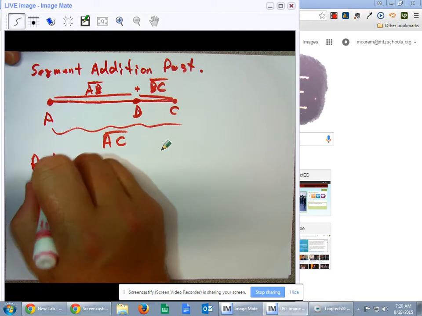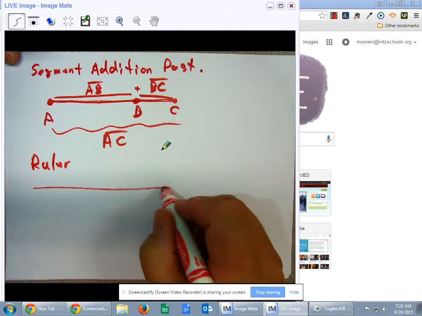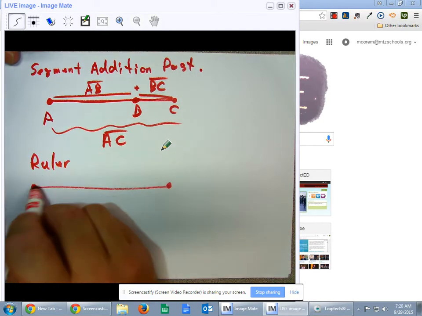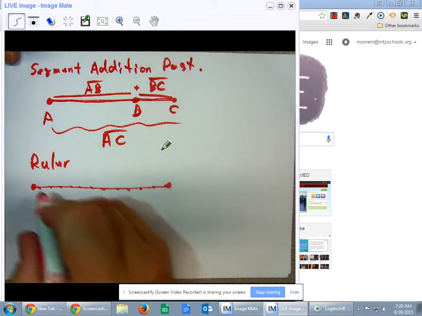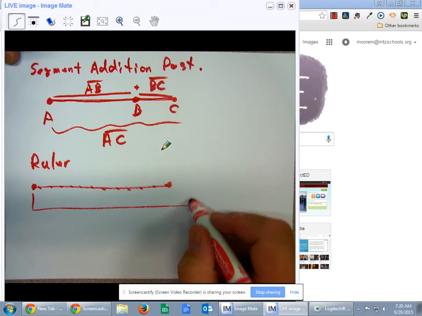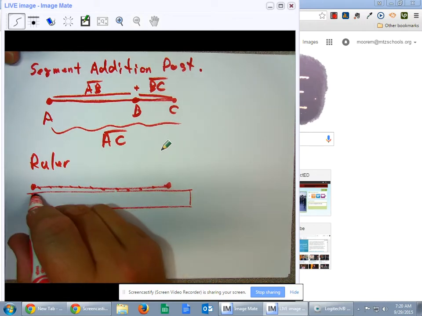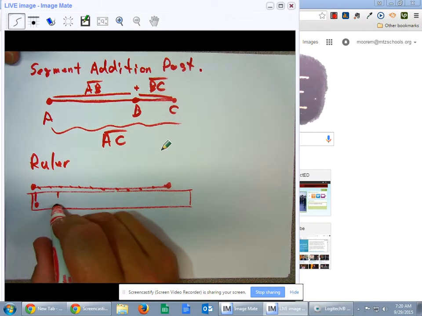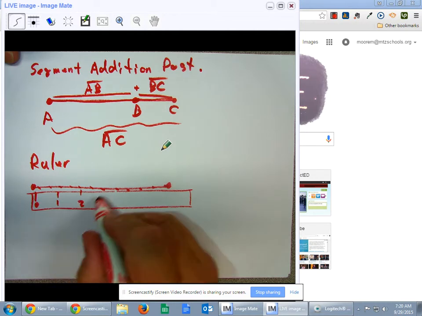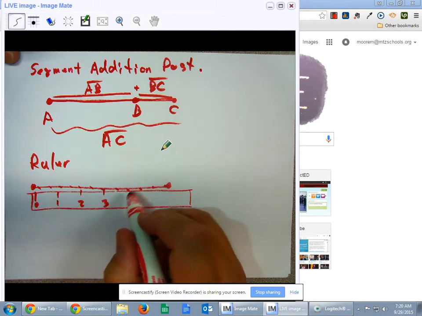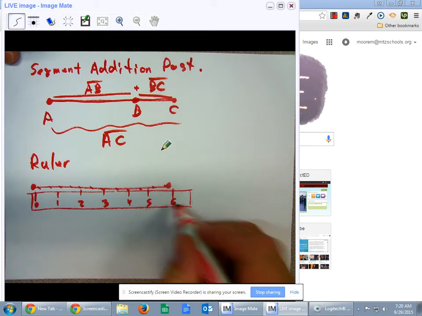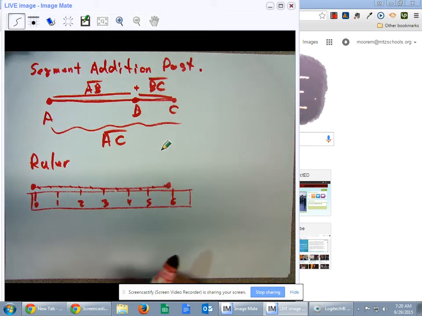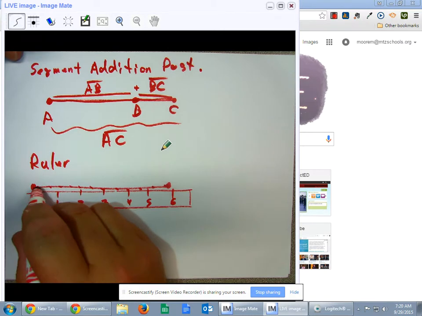Now the ruler postulate simply says that for any 2 points, you can place every one of the points that form a line segment and match them up to a real number system, and that real number system can be used as measurements. We call it a ruler postulate because more often than not, the real number system we set up against it is a ruler. So it allows us to come up with a length.